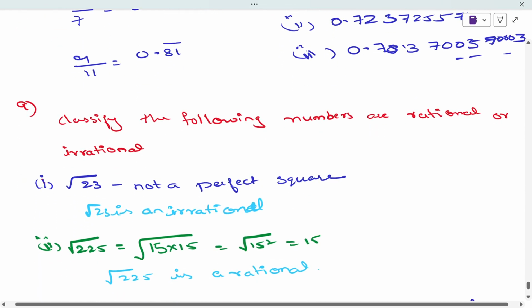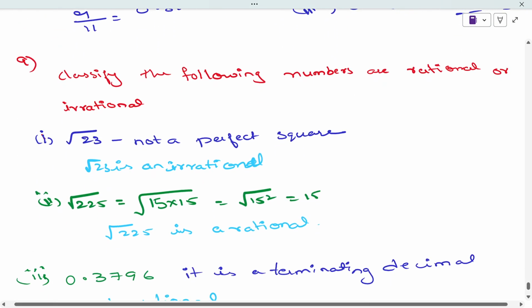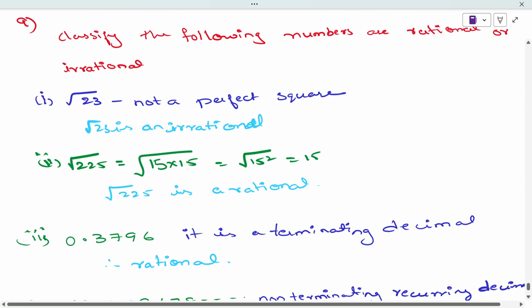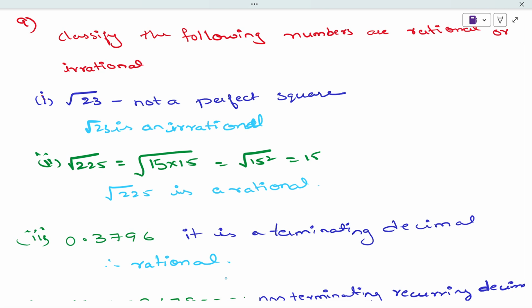Next we will go for the next problem. Classify the following numbers as rational or irrational. Root 23. 23 is a prime number. It is not a perfect square. So it is an irrational number. Now root 225. 225 we can write as 15 into 15. 15 into 15 is nothing but 15 square.